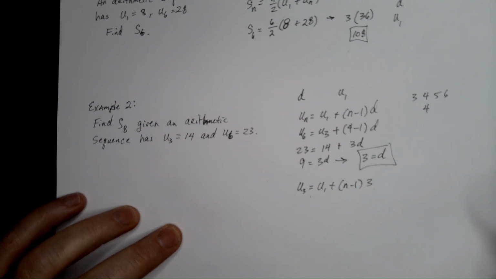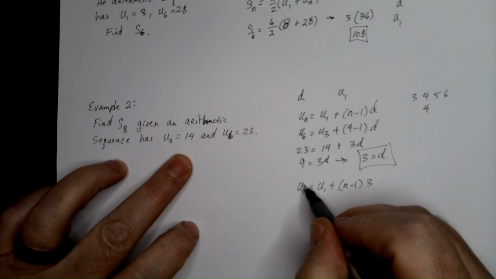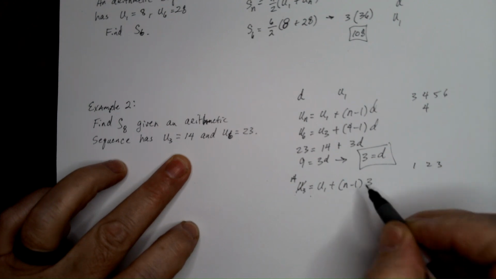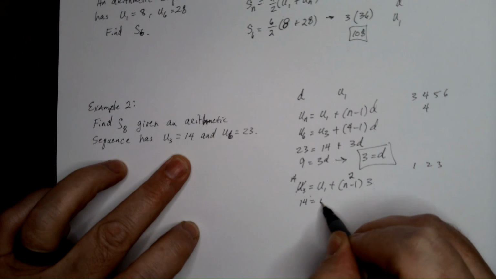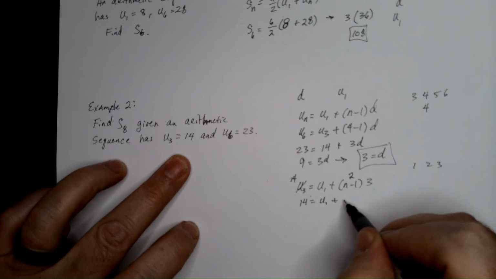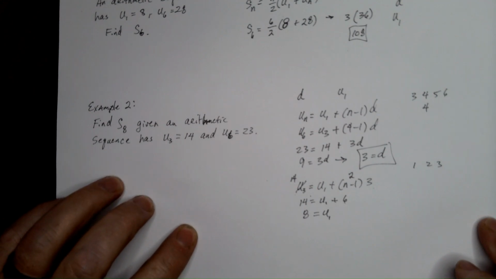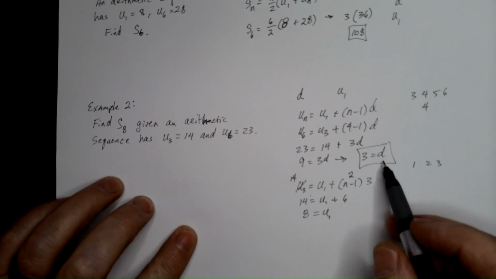Right? Using my formula for the nth term again, I know that this right here is 14, and 1, 2, and 3, so they got 3 there, so this is 2, right? So 14 equals u1 plus 6, 8 is equal to u1. All right, so now I've got u1, I've got d.